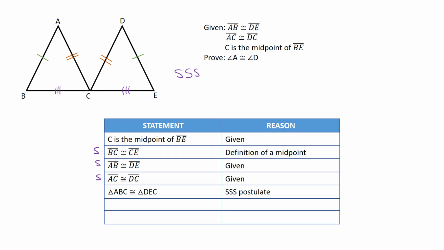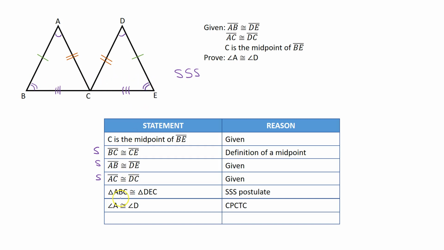So if that's all we're trying to do, we'd be done. But we need to do one more thing, which is to say that angle A is congruent to angle D. And that's where we use this really useful reason of CPCTC. So I've been saying that a lot. Corresponding parts of congruent triangles are congruent. So that means that we could say angle A is congruent to angle D. We could also say that angle B, if we wanted to, is congruent to angle E.